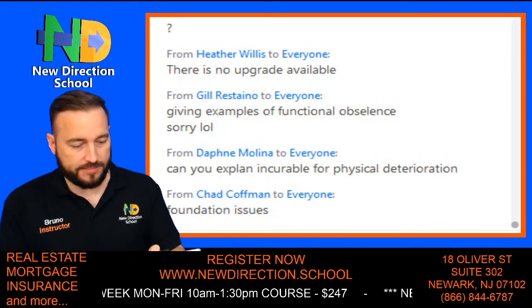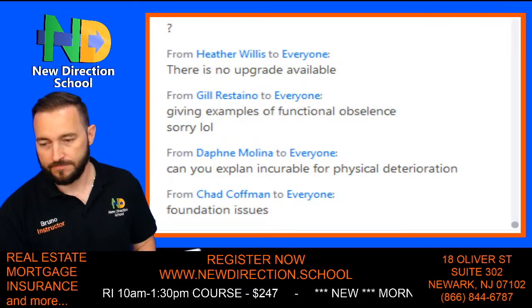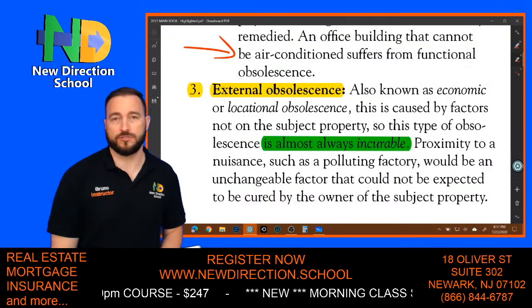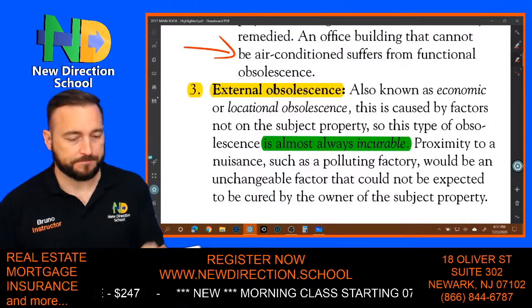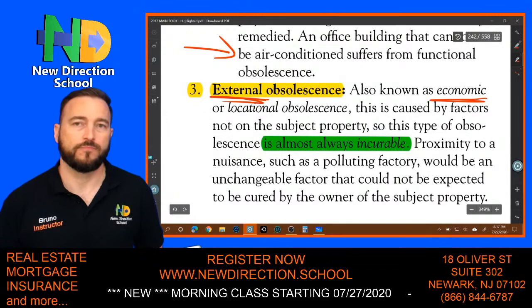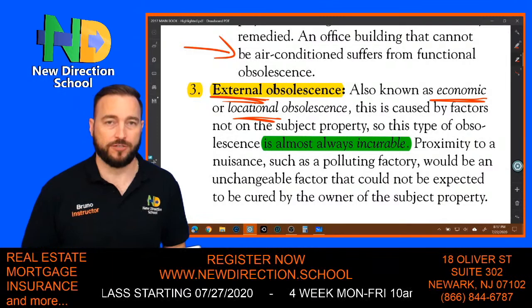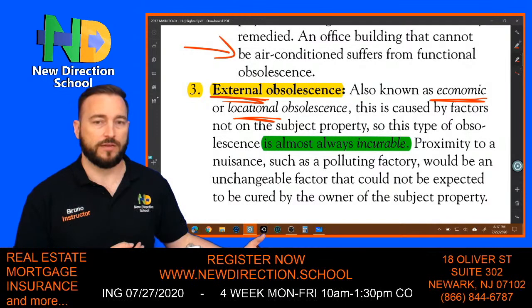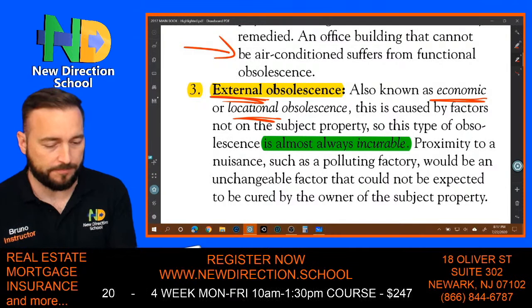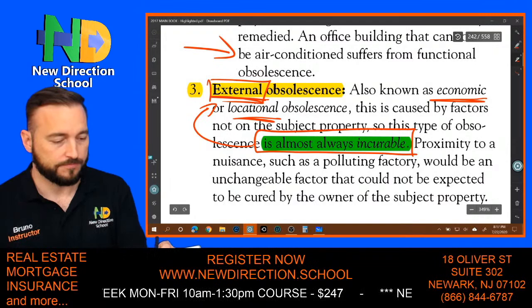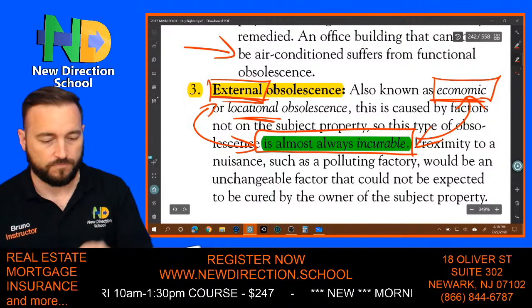All right. The next one is external obsolescence. Yeah, foundation issues as well. It's very difficult to fix foundational issues. External obsolescence is also known as economic or locational. External obsolescence, deterioration or depreciation is because of something that's outside of your property. And because it's beyond your property, it's almost always incurable. Remember these two words, external or economic. Either or, just remember, almost always incurable.